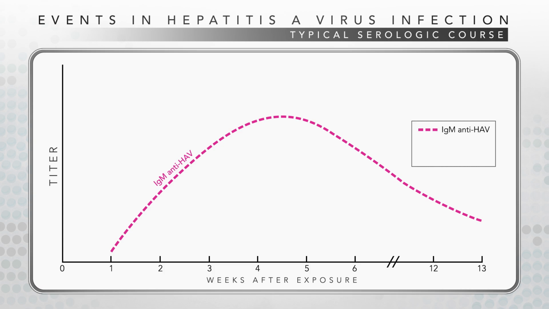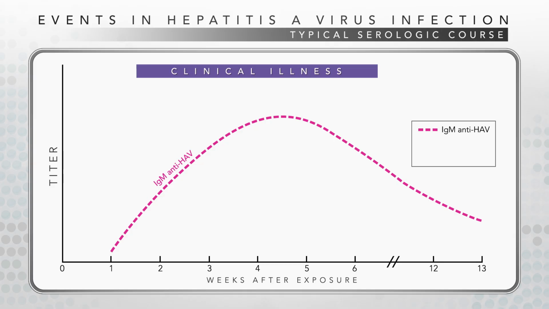This serologic marker is shown by the pink hatched line and is usually present from 5 to 10 days before the onset of clinical symptoms, noted by the purple bar. The median onset of symptoms is 28 days after infection, noted by the vertical dotted line, but can range from 15 to 50 days. IgM anti-HAV usually declines to undetectable levels within 6 months after infection.